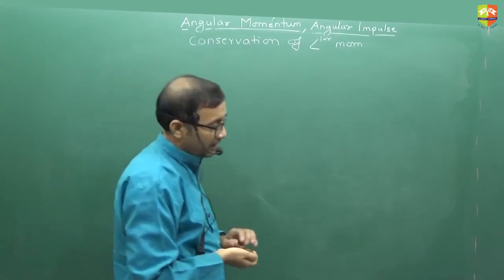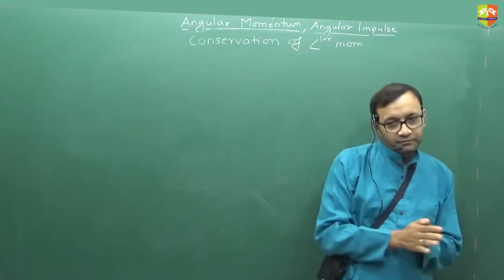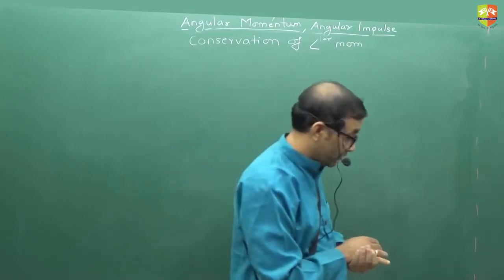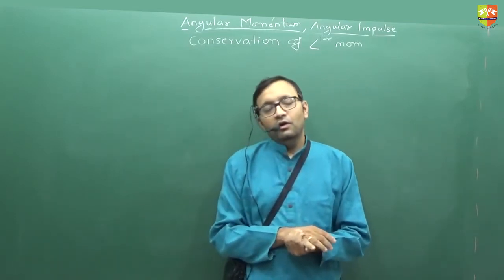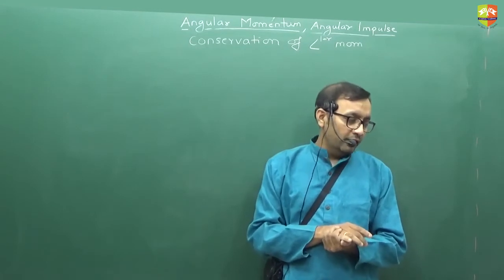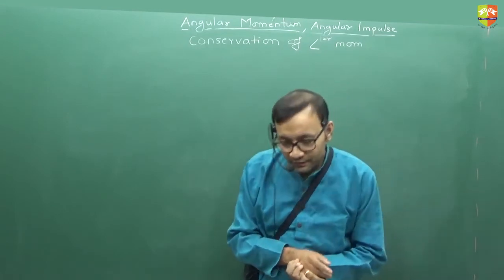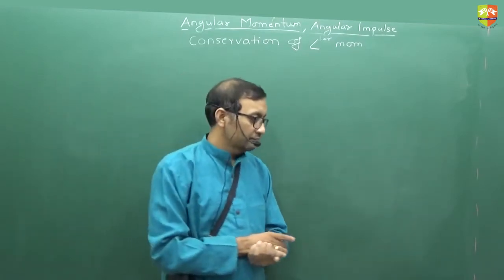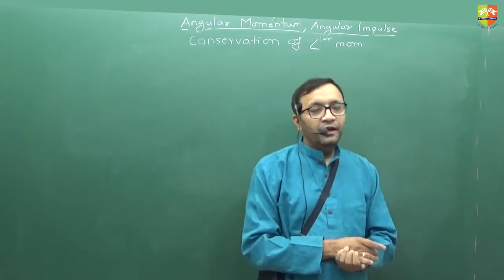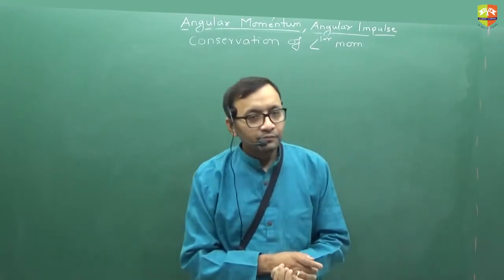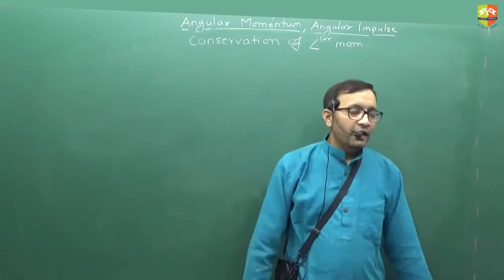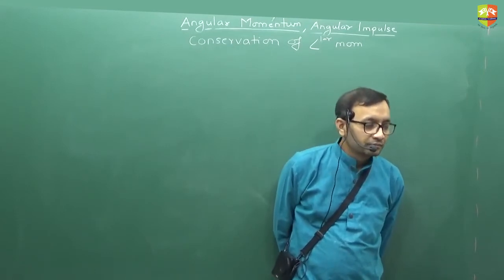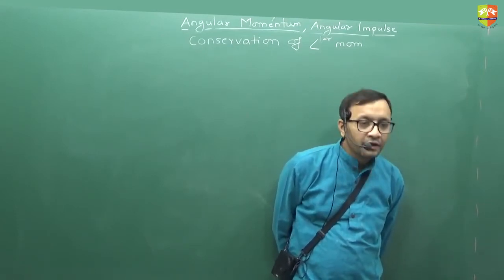First, write down the statement. If the net external torque on a system of particles and rigid bodies is zero, the angular momentum of the system will be conserved. The angular momentum of the system will be conserved.